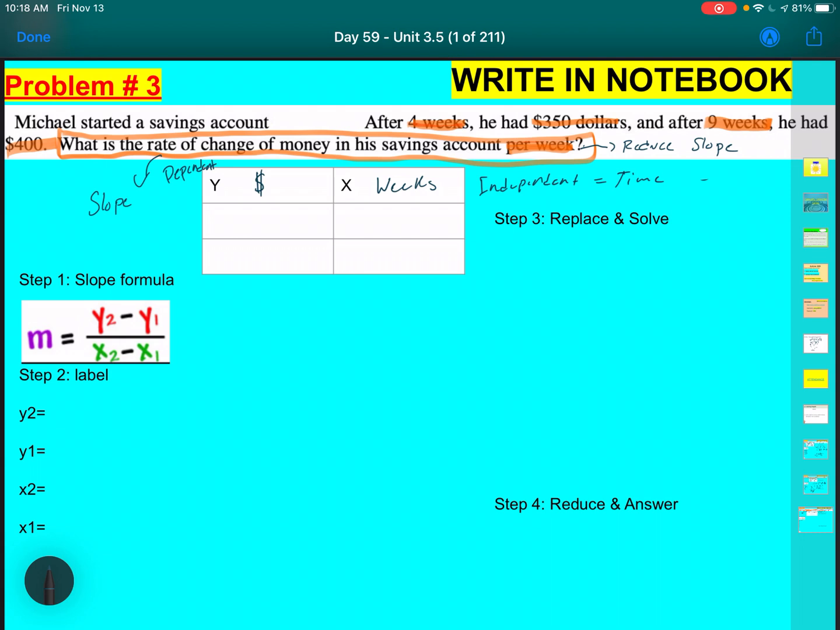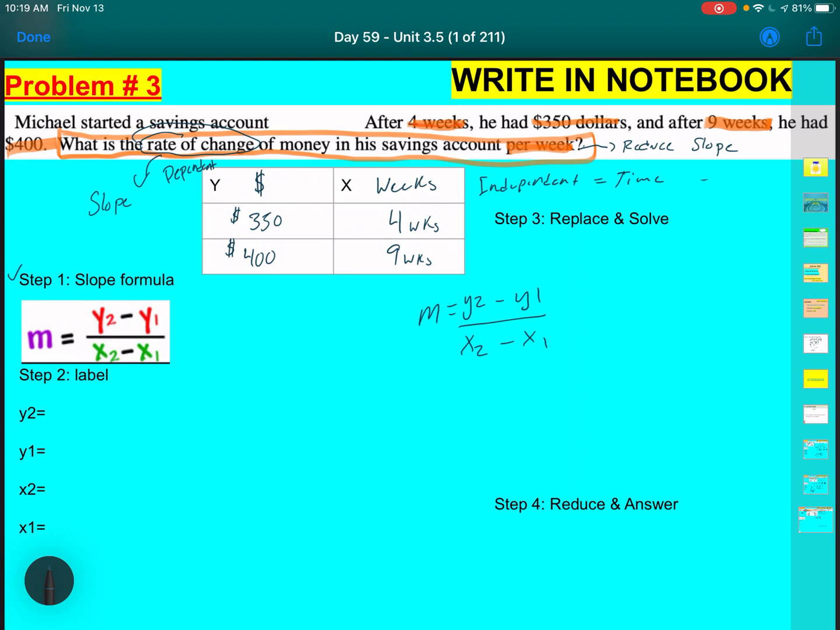So after 4 weeks, Michael had $350. And again, make sure you follow with your units because the units is going to matter when we get towards the end. And after 9 weeks, Michael had $400. So now I'm just going to go through and remember, if you see rate of change, that is the slope. So that means we're going to be utilizing the slope formula. So our slope formula is y2 minus y1 over x2 minus x1.